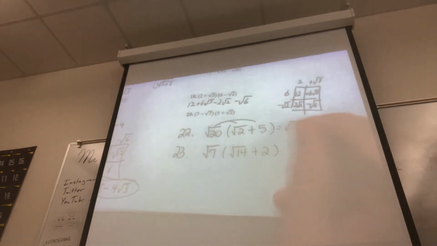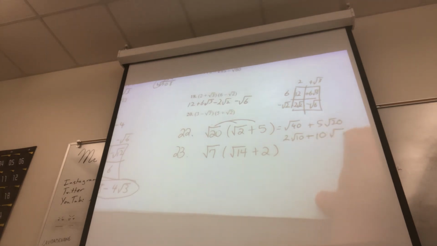I get the square root of 40 plus 5 square root of 20. 40 is going to be 4 and 10, so that's 2 square root of 10. Plus, on this side, that's 4 and 5, so that's 10 square root of 5. Okay? So 2 square root of 10 plus 10 square root of 5. I can't put those together. I can't work them out any further, so that's where I'm going to stop there.